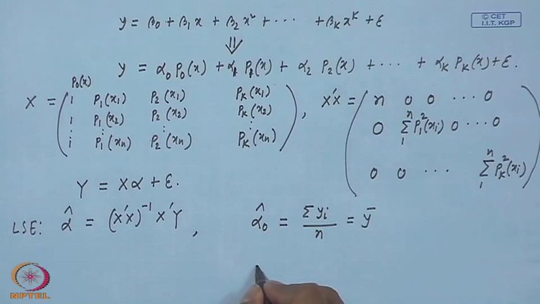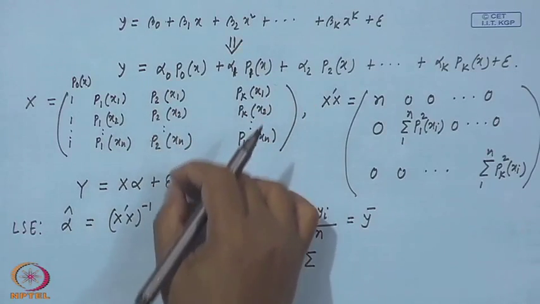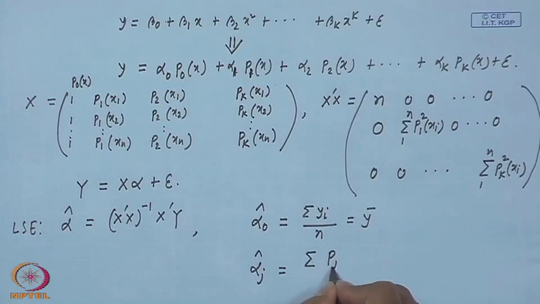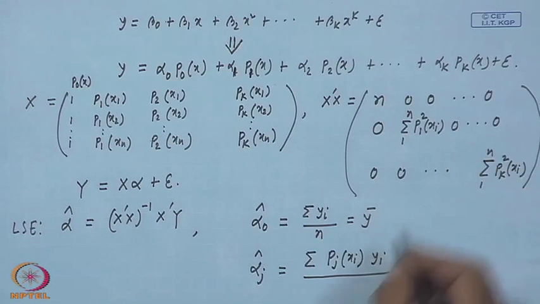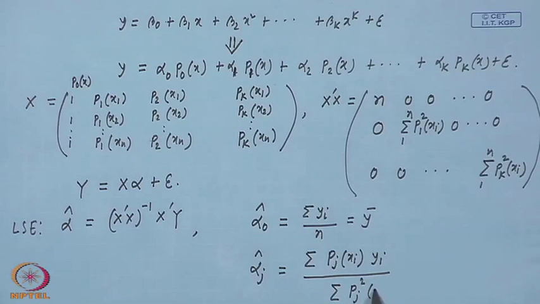Similarly for the other parameters, say alpha j hat is equal to, you can check that, you take the jth column here, that is summation P j x_i into y_i, and here the jth diagonal element is 1 by summation P j square x_i. I am sure you understand this. So, this is for j equal to 1 up to k. So, this is how you can estimate the regression coefficients.